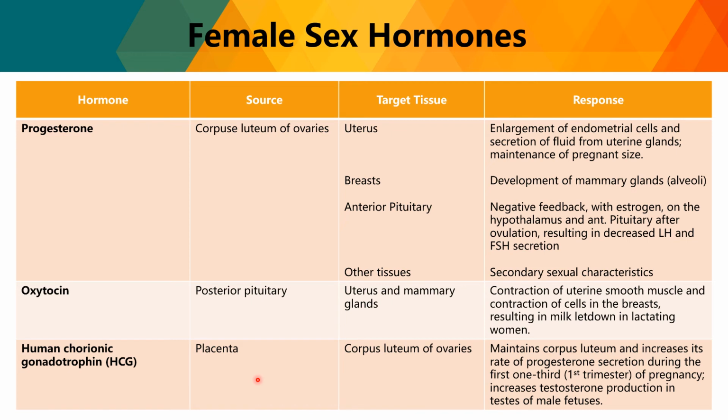Okay? And then, the human chorionic gonadotrophin. So, the source is the placenta, and the target tissue is the corpus luteum of the ovaries. So, it maintains the corpus luteum and increases its rate of progesterone secretion during the first one-third or first trimester of pregnancy, and increases the testosterone production in the testes of the male fetuses.